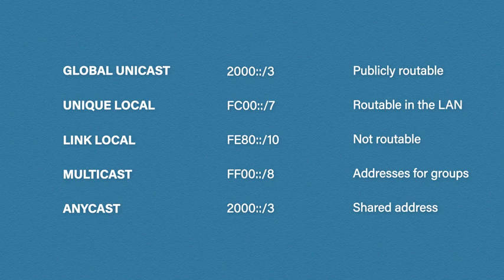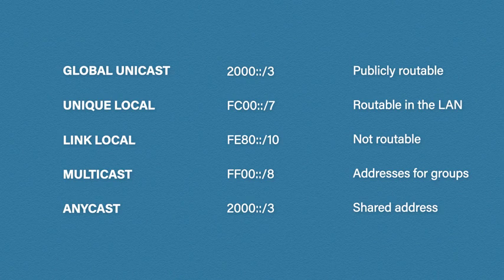Okay, last but not least, we have something called an Anycast address. Now these are interesting because IPv6 allows us to assign the same IP address to multiple devices. The data is then sent to the closest device with that address. There isn't a specific IP range for Anycast addresses. They use the same range as global unicast. So as you can see, the prefix is the same.